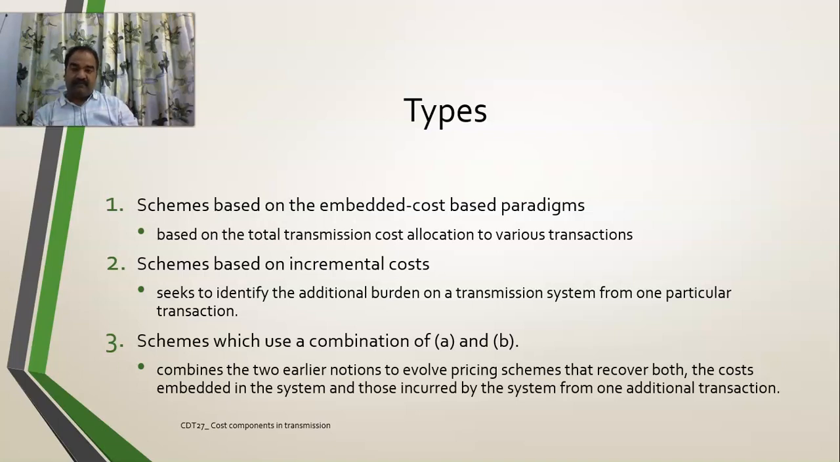We do have two different types of schemes. The first one is based upon embedded cost-based paradigms, where it is based upon the total transmission cost allocation to various transactions. The second one is about incremental costs, where we identify that there is some additional burden because of one transaction, and we penalize those who create this additional burden. And there are schemes which use both of these, which we call a combinational scheme.